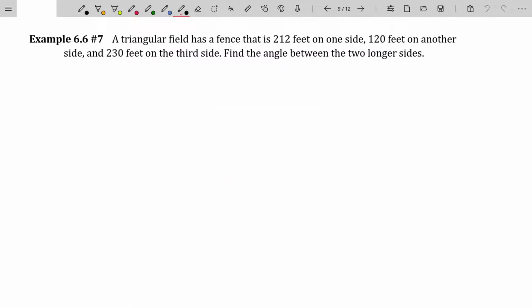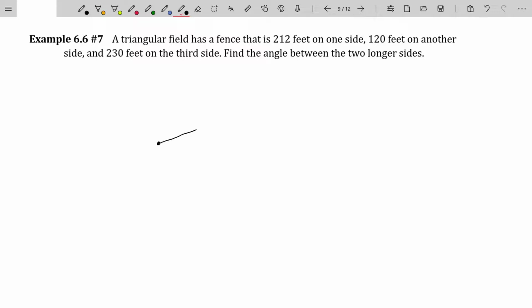The second and final example within this review of applications, we have a triangular field. It has a fence that is 212 feet on one side, 120 feet on another side, and 230 feet on the third side. Find the angle between the two longer sides. Okay, then. That's not what I was expecting it was going to ask. I thought it was going to ask, find the area of that triangular field, which I think is a fair question. So I'm going to answer that one as well.